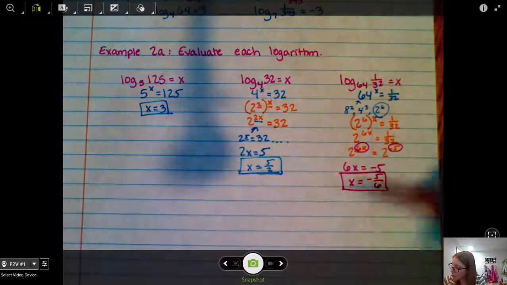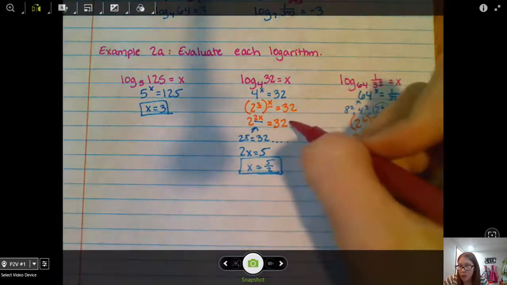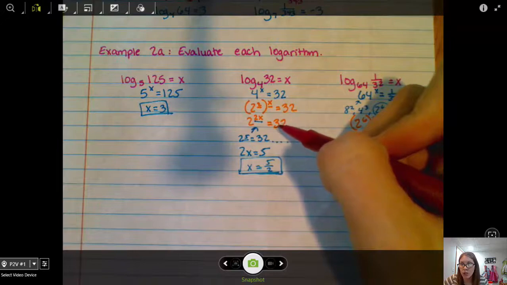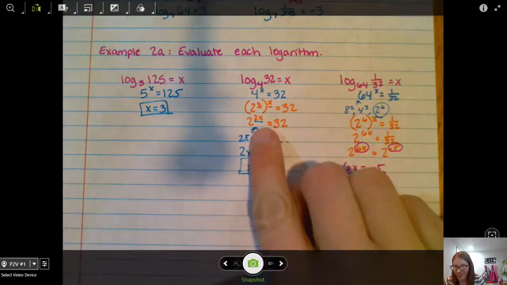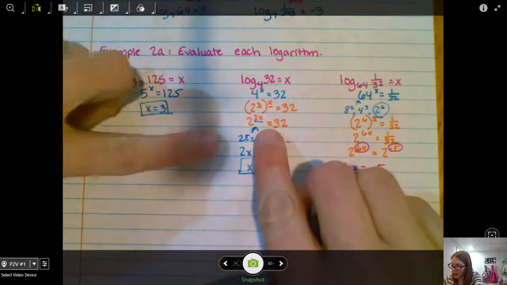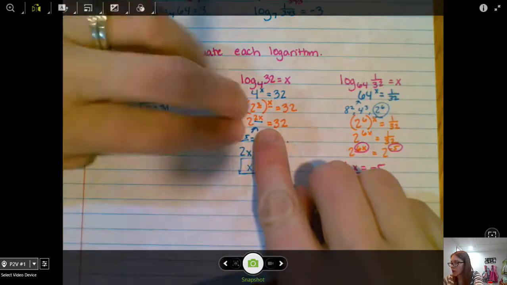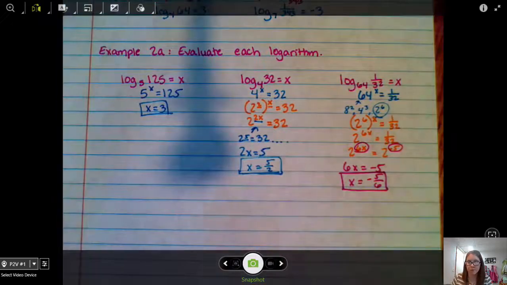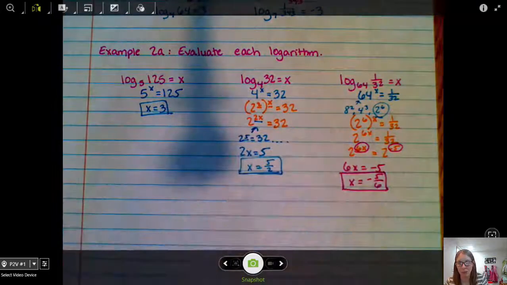Now the same way that I split the 1 over 32 to be 2 to the negative 5th power over here, I could have done the same thing over here. I could have said that 32 is 2 to the 5th. And that's really what I did here, because then 2 to the 2x equals 2 to the 5th. Those exponents equal each other. All right. So as you notice here, sometimes when we're evaluating logarithms, it's pretty easy, like this first example. Sometimes it can be pretty complicated.